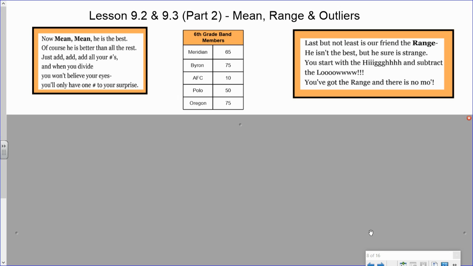Welcome back for part 2 of lessons 9.2 and 9.3. Today we're going to focus on finding the mean, the range, and talk about what outliers are.